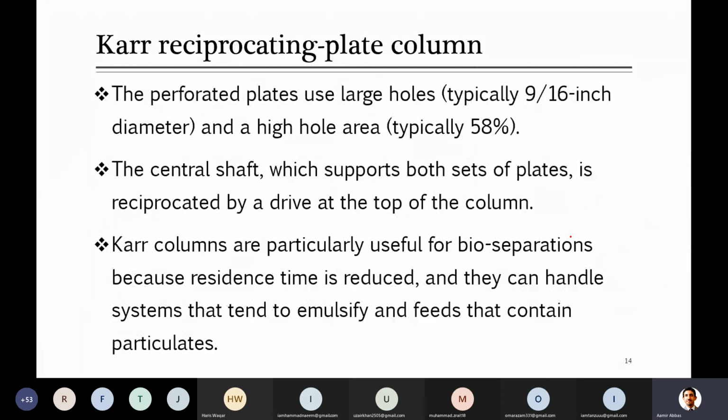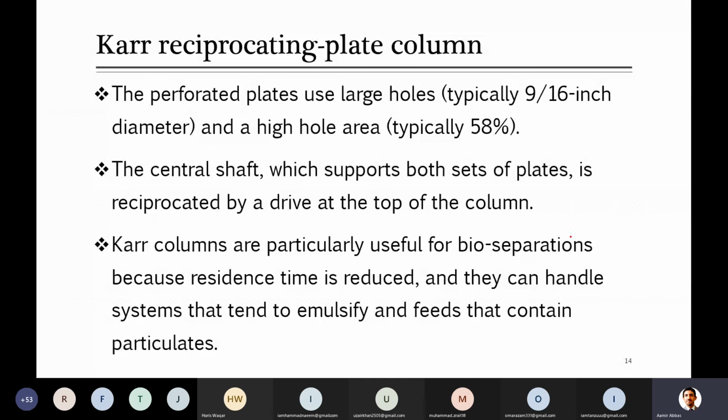In this kind of equipment, which is the Karr reciprocating plate column, the perforated plates used usually have large holes. Already we know that for liquid extraction, the holes on the trays are large in diameter as compared to the applications of distillation and absorption. Their diameter is 9 by 16 inch, and they have a high hole area, typically 58% of the plate that contains holes. The central shaft, which supports both sets of plates, is reciprocated by a drive at the top.